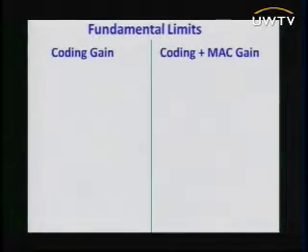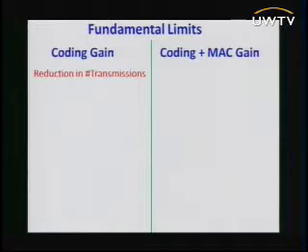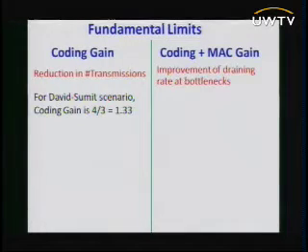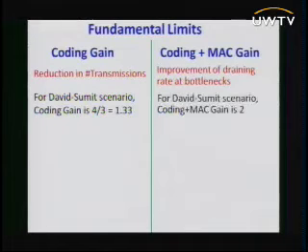So we went ahead and studied what are the fundamental limits on these gains for arbitrary graphs. So as you can see, there are two different kinds of gains, coding gain and the coding plus MAC gain. The coding gain is defined as the reduction in the number of transmissions which we get with network coding. And for the David-Sumit example, you saw that the coding gain is 4 by 3, 1.33. But the coding plus MAC gain is defined as the improvement in the draining rate at the bottleneck node due to network coding. For the same example, the coding plus MAC gain is a factor of 2 because the router's queue now drains twice as fast compared to without network coding.